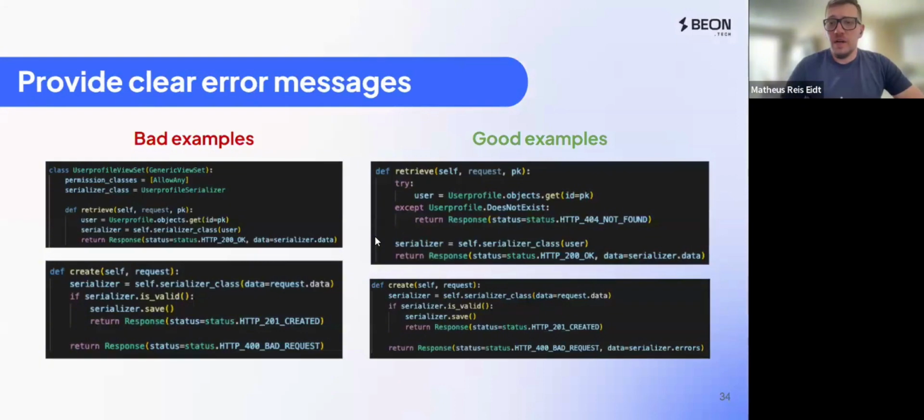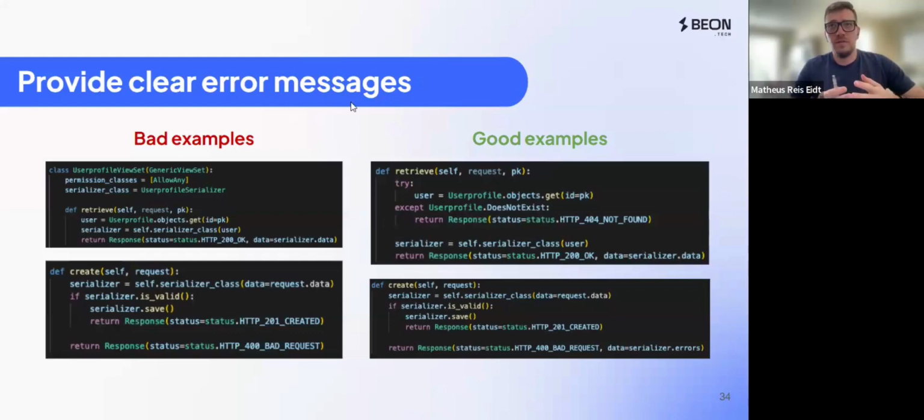Next, we need to provide clear error messages for our client. This way, the client knows how to deal with the response. For example, on the top of the left bad example, we have a retrieve endpoint. On this endpoint, clients can send an ID, and we will retrieve a user profile resource. You can see that we are returning a 200 OK, but keep a look at the line where we are getting the user profile. If this ID doesn't exist on our database, we will probably have a 500 error here because we have an exception that we do not treat.